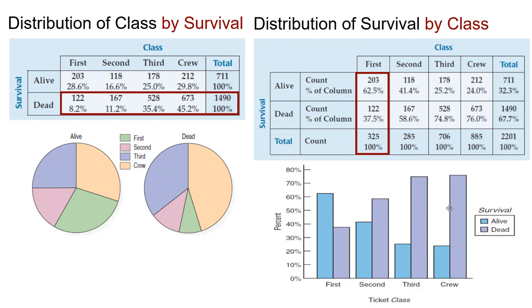Let's think of this another way. If your class did not change your rate of survival, okay, so what's the overall rate of survival? If we go all the way over here, our overall survival rate would be 32%.